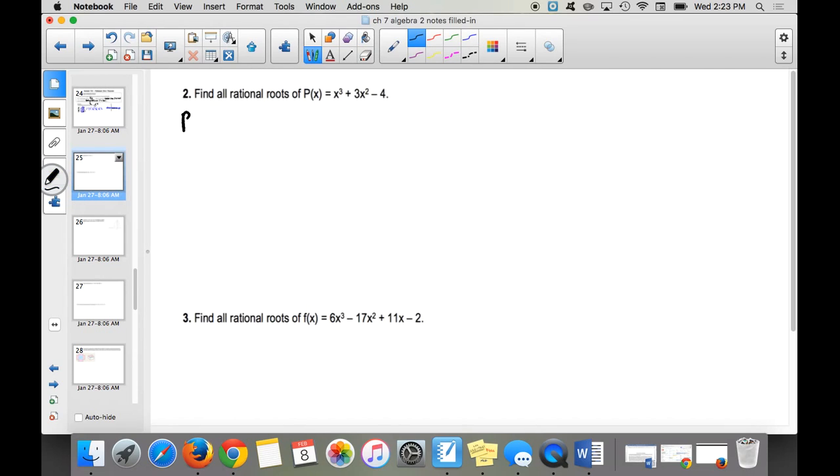So here's what we're going to do. We're going to list the possibilities. Do you guys have that part down? So p is going to come from the factors of the last number, 4: 1, 2, 4. And then q is going to be the factors of the leading coefficient, which is 1. So it's just plus or minus 1. Q often is 1. I don't get very crazy with my q's. A lot of times I make them 1. So that means I have possibilities of 1 over 1, 2 over 1, 4 over 1. So I'm going to have 1, 2, 4, negative 1, negative 2, negative 4.